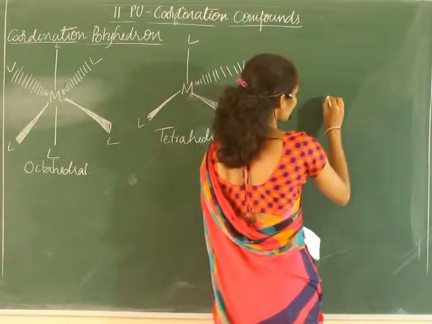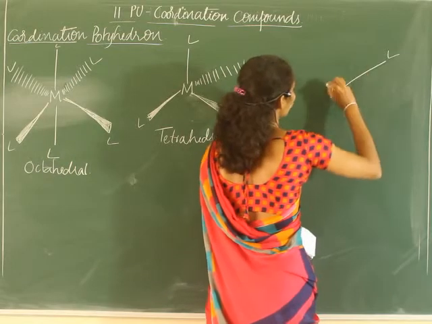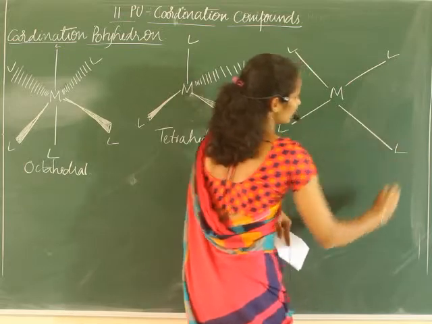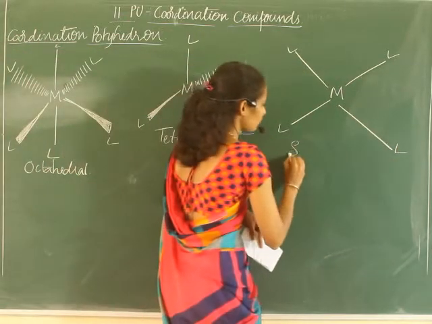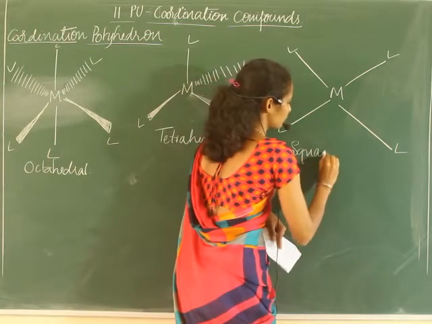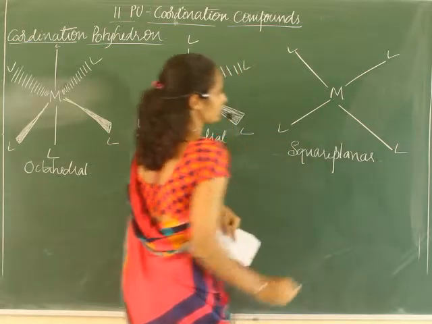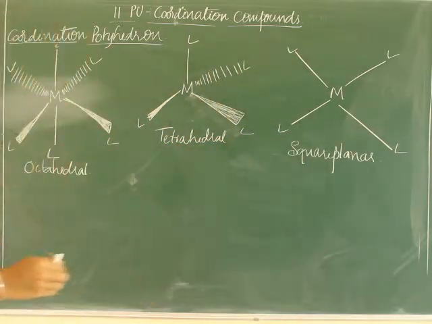And next is square planar. Metal and four ligands, right? Metal and four ligands. This is a square planar. All four ligands are in the same plane.